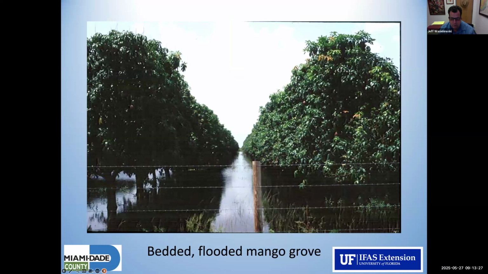So here's a bedded grove. So the trees are a little bit higher. A lot of water there. These are mangoes, very nicely pruned, by the way. But hopefully that water will drain down, and these are higher than they would be if they weren't bedded, so they have a better chance of getting through the flood.